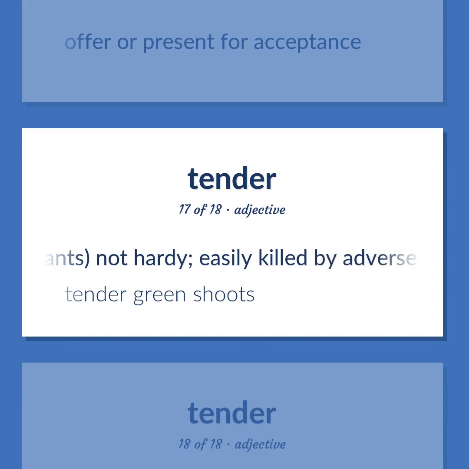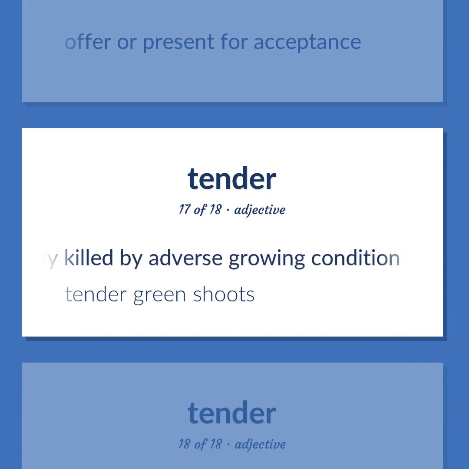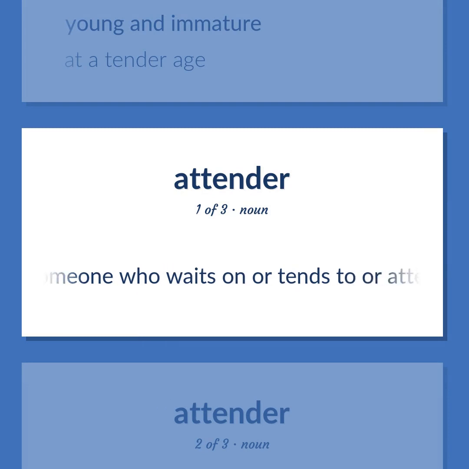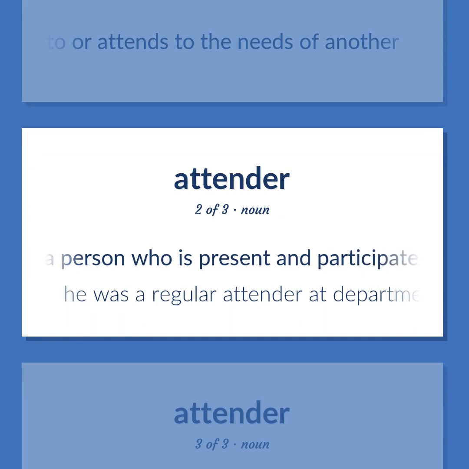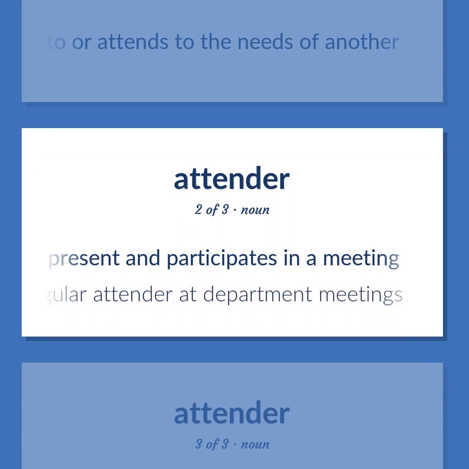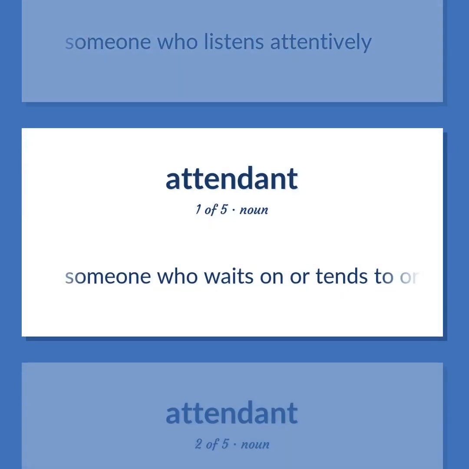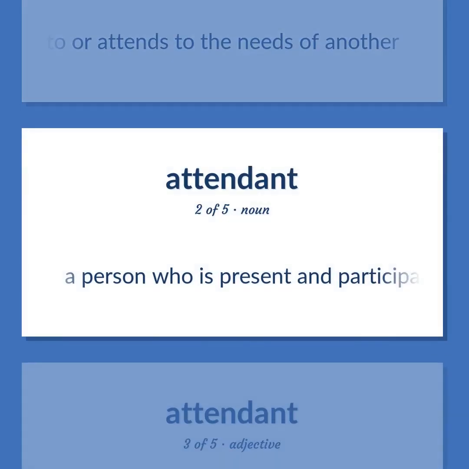Of plants, not hardy, easily killed by adverse growing conditions. Tender green shoots. Young and immature. At a tender age. Someone who waits on or tends to or attends to the needs of another. A person who is present and participates in a meeting. He was a regular attender at department meetings. Someone who listens attentively. Someone who waits on or tends to or attends to the needs of another. A person who is present and participates in a meeting.